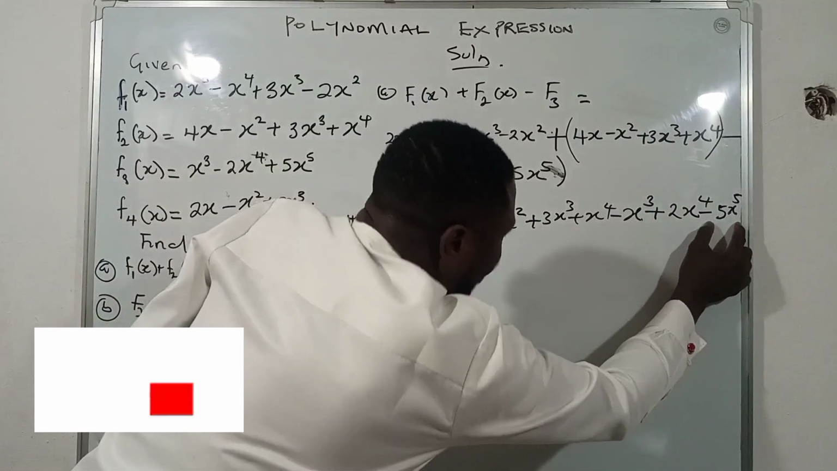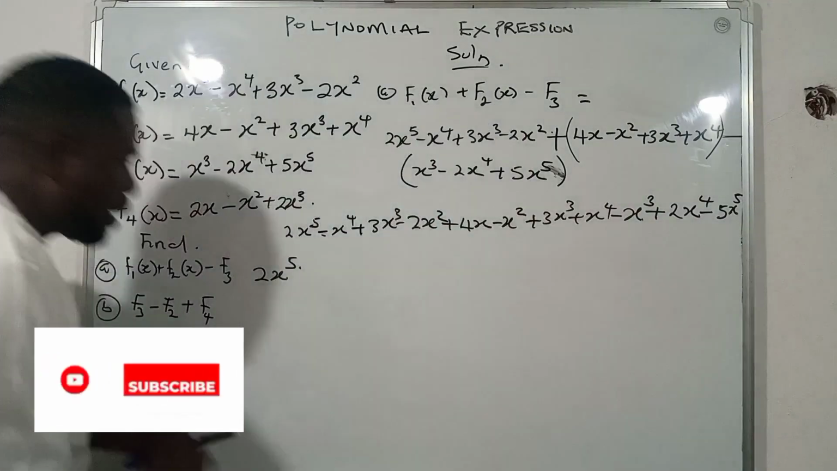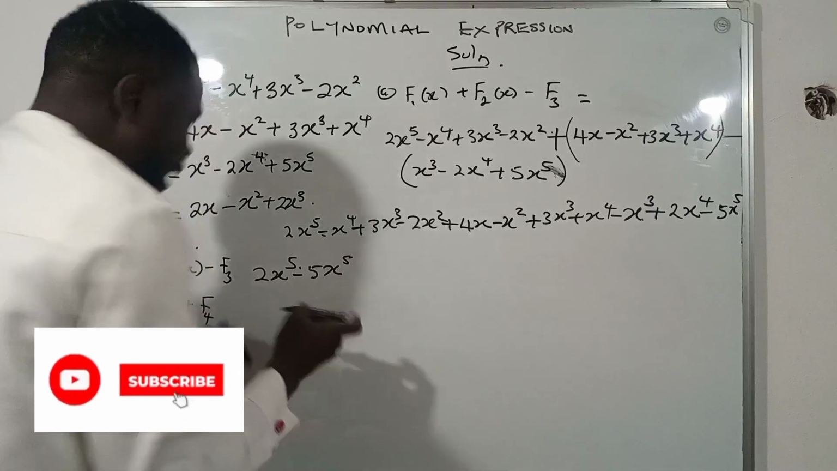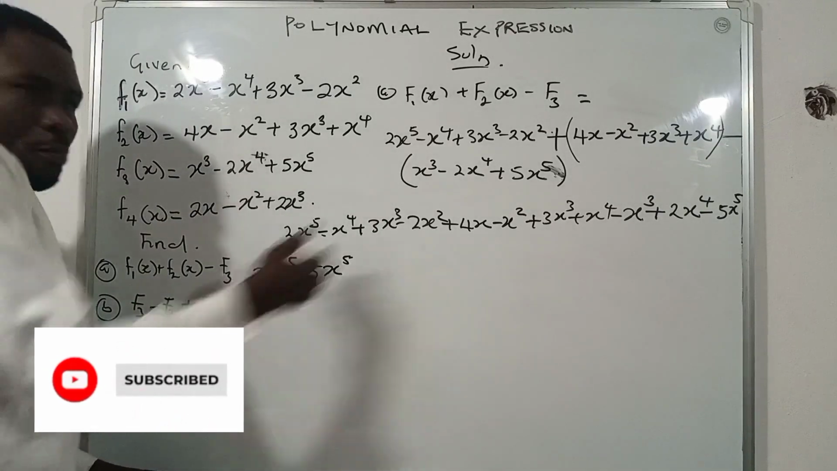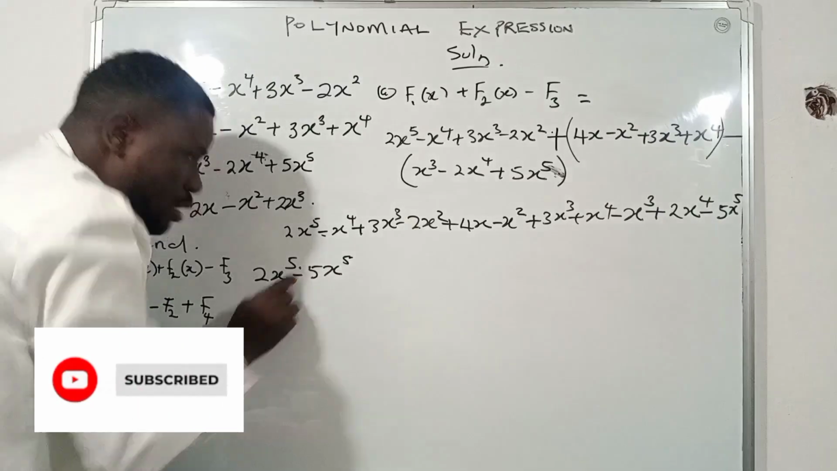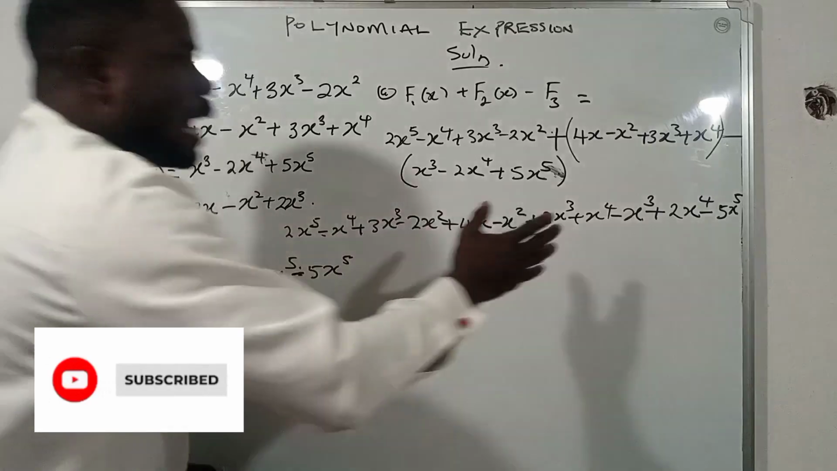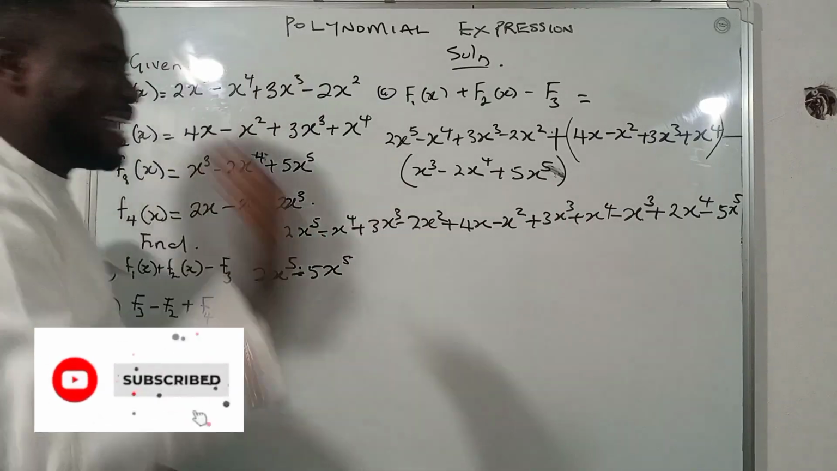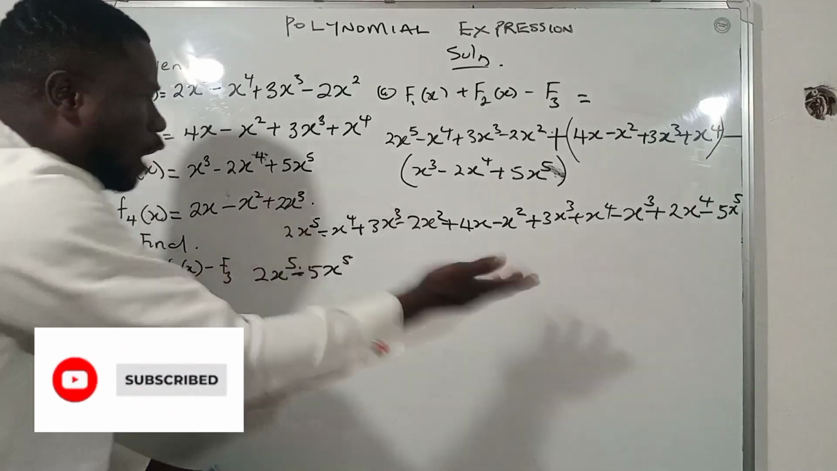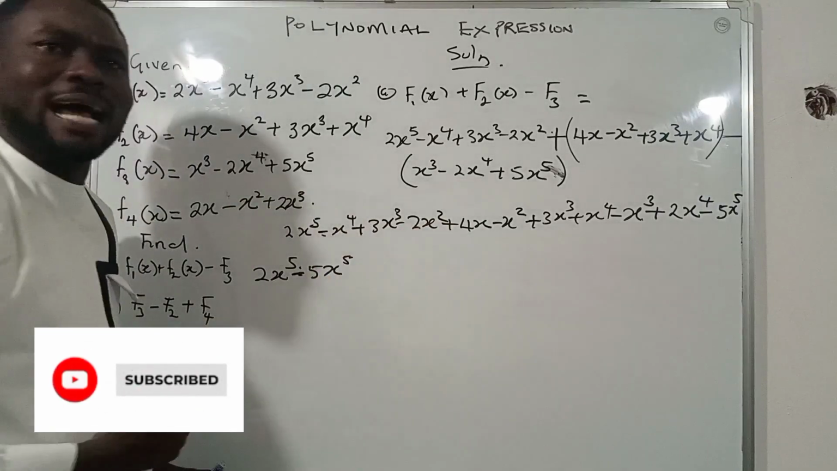I'll now bring the other one. This one has a minus sign. Because the minus sign is in front, I'll bring it. And this will be minus 5x raised to the power 5. In this case, you see that this minus belongs to this 5. Please take note. Now, these are the two with the highest power. If you go through, there is none with power 6. That's why we started with power 5. These are the only two with the highest power of 5.